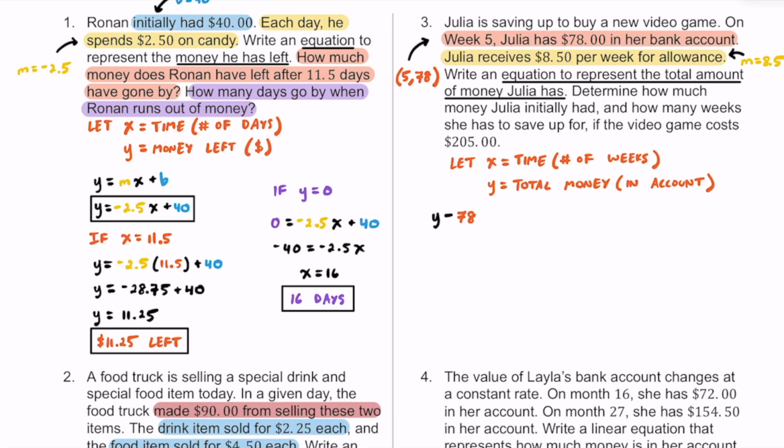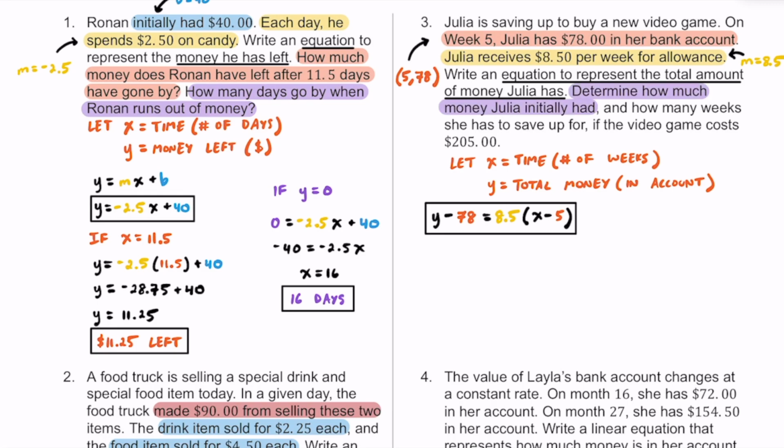And then we're going to say that's equal to M. In this case, M is going to be 8.5 multiplied by the quantity of x minus x1. So x minus, in this case, we know that it's going to be $78 in week 5. So that x and y are going to be 5 and 78 here. And so if you're asked to write a linear equation with a point and a slope, then point-slope form is going to be the most efficient way to do that.